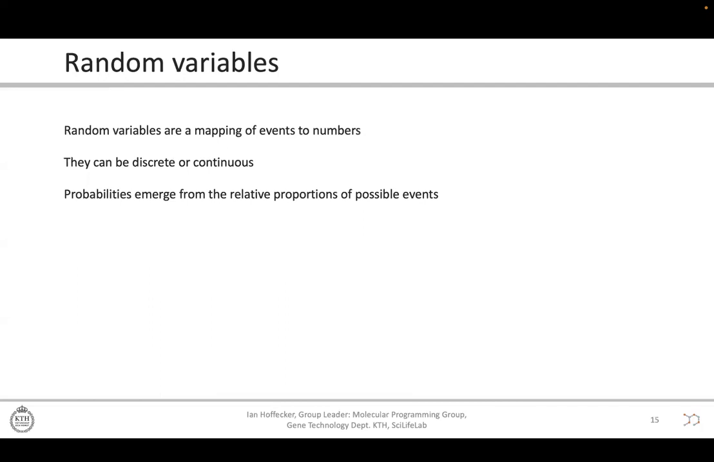So to wrap things up here, we have this idea of random variables, and this is the idea that we're going to map an event in reality, or a set of events happening in reality, to numbers. We're going to represent them with numbers. So it's a kind of model, and they can be discrete or continuous.